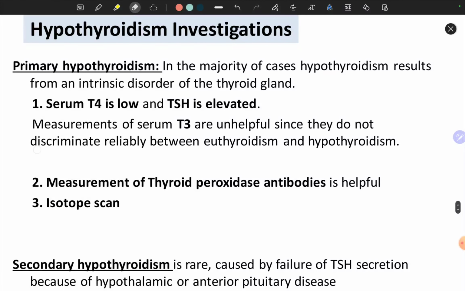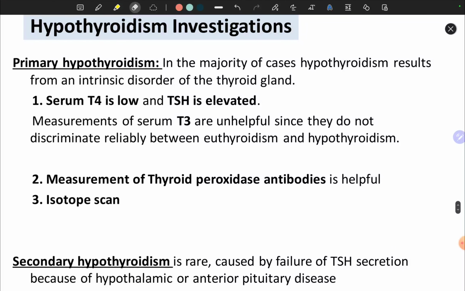How we reach the diagnosis by features, you know that, and we talk about primary hypothyroidism. We have also secondary hypothyroidism. Let's focus on the investigations. Serum T4 is low, TSH is elevated.